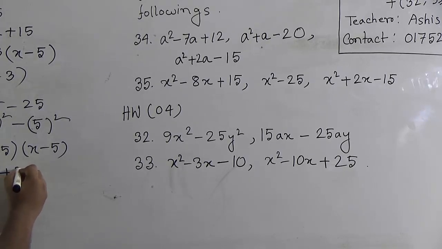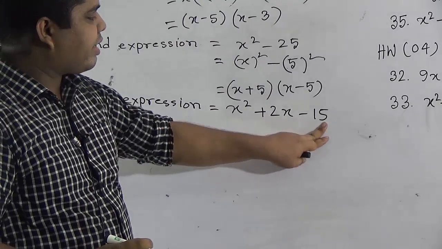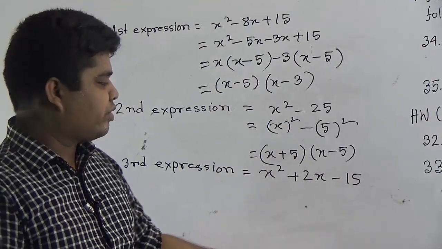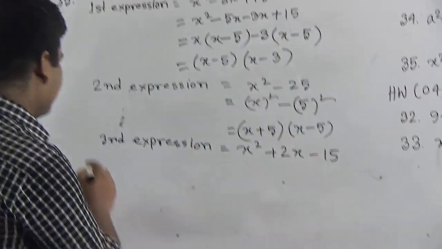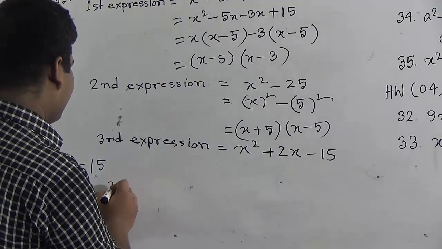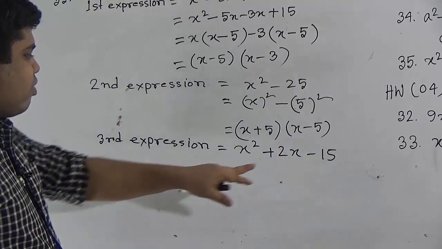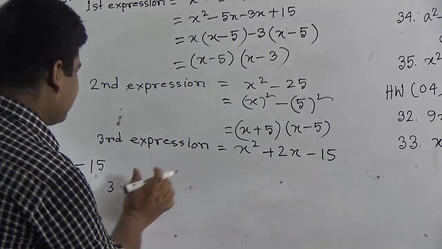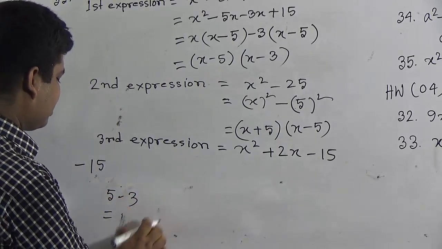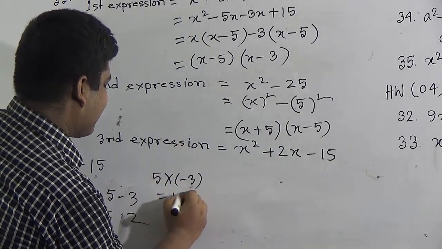x square plus 2x minus 15. My dear students, notice x square plus 2x minus 15. Here we also apply the middle term break method. First of all we multiply these two numbers, then we get minus 15, and we know that the factors of 15 are 3 and 5. If we add, then we get 8, but we want to make plus 2. That means if we subtract 3 from 5, then we get 2. Again, if we multiply 5 with minus 3, then we get minus 15.